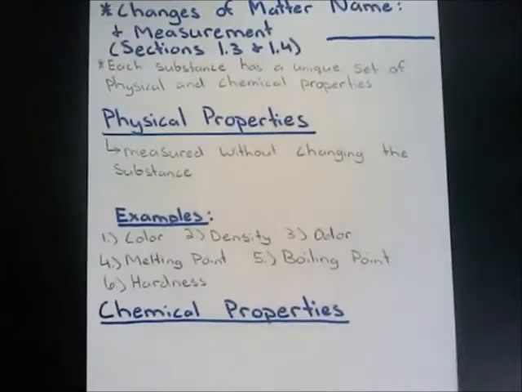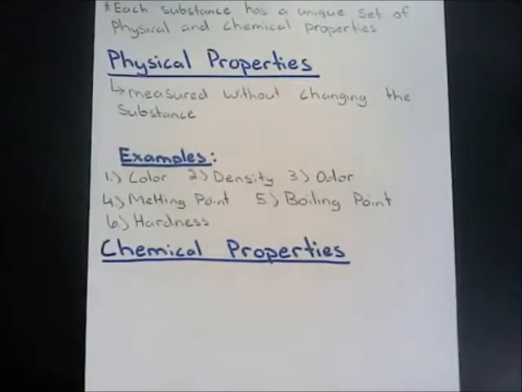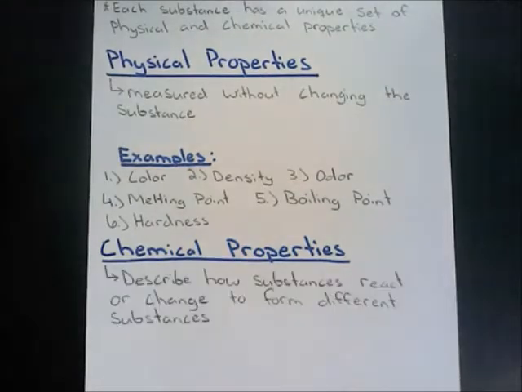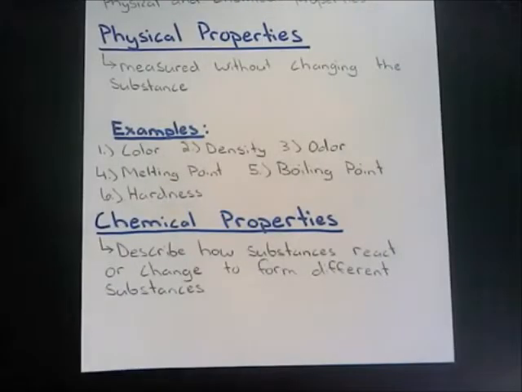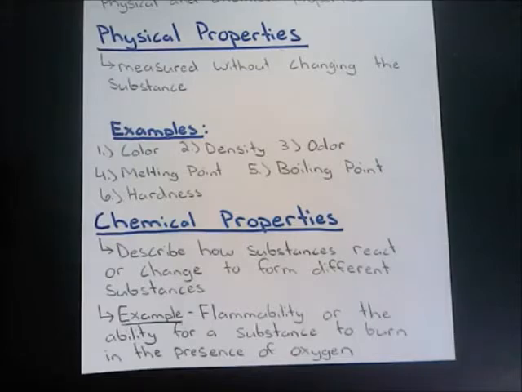So now what we have down below here is chemical properties. And chemical properties are going to describe how substances react or change to form different substances. So one example of a chemical property is flammability, or the ability of a substance to burn in the presence of oxygen. So now that we've described both physical and chemical properties and have a few examples of each of these things, we can get into a little bit more details about these properties and how we can use them to distinguish between different types of substance.